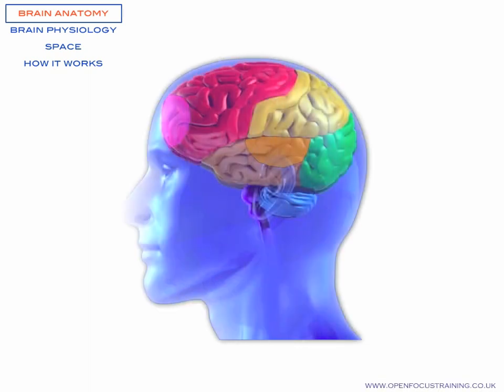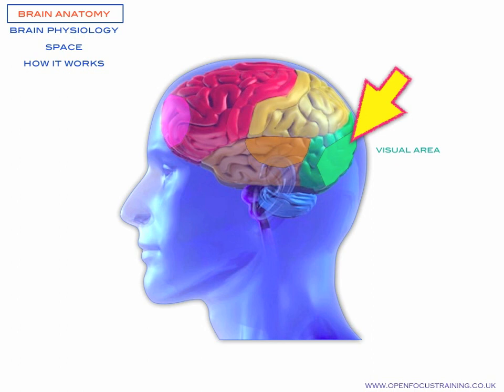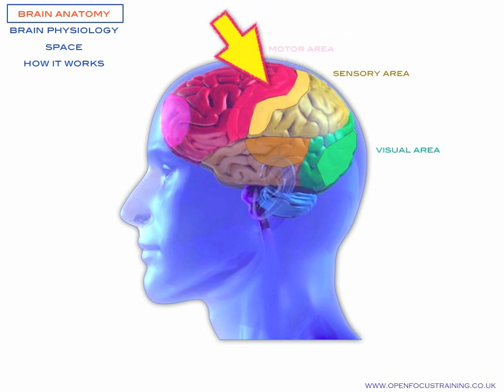Brain anatomy. The brain consists of several anatomical parts which have different functions. I will show you a few of the main ones. The most famous part is a visual area where all signals passing through the eyes are processed. Another one is the sensory area, which receives all signals coming from parts of our body. The next one is the motor area, which processes the voluntary movements of the body, legs and hands.